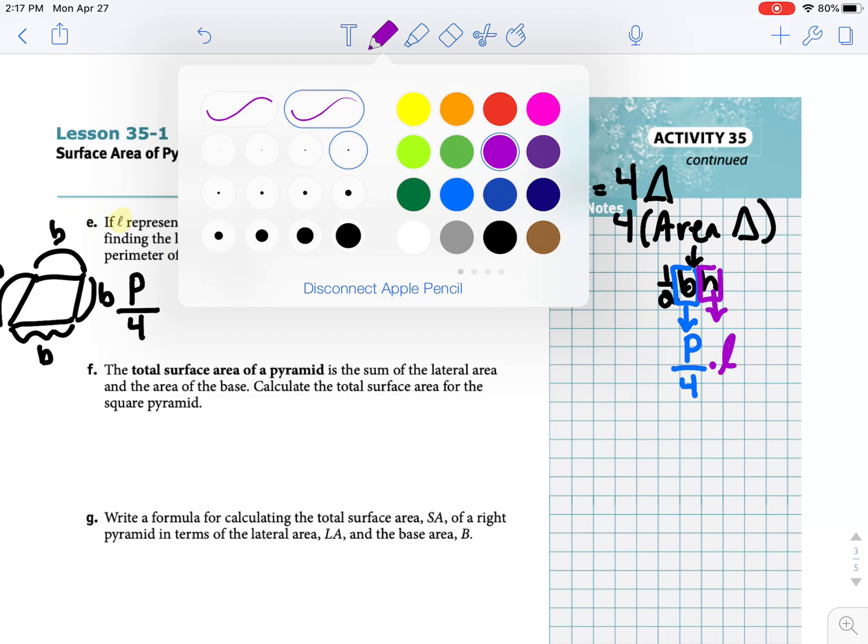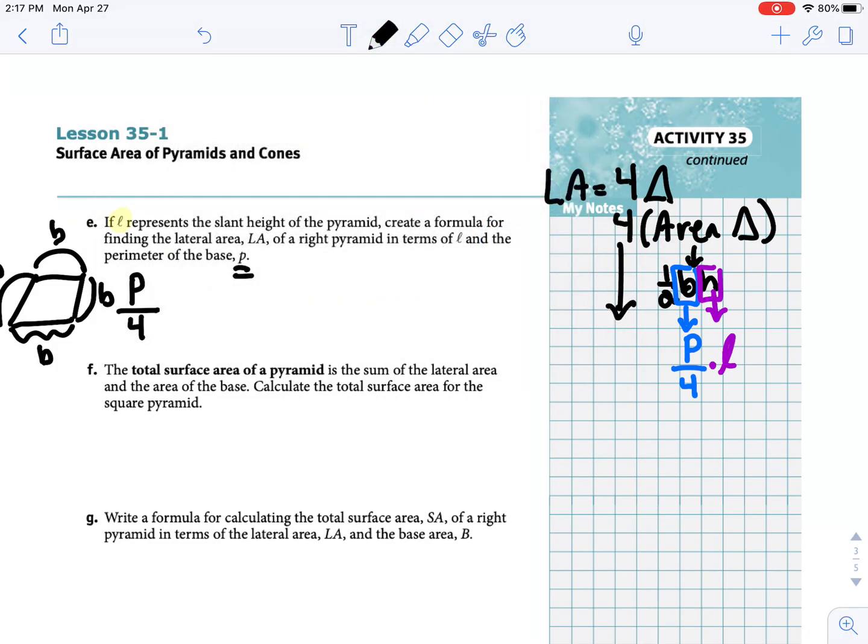So at this point, our formula says this. We started out with saying that there were 4 triangles. Then we had to multiply 1/2. The base is perimeter over 4, and the height was our slant height. Now, if we simplify a little bit, remember that if I am dividing by 4 and multiplying by 4, those can undo each other, which means I could simplify this formula by simply saying 1/2 the perimeter times the slant height. This is a formula that we can use for the lateral area of any right pyramid.